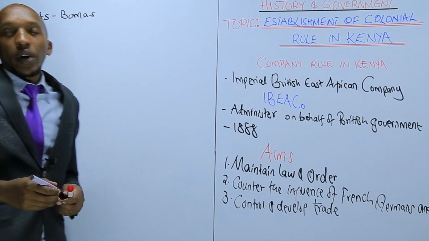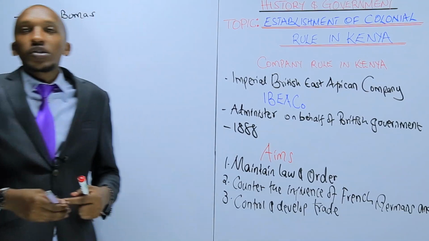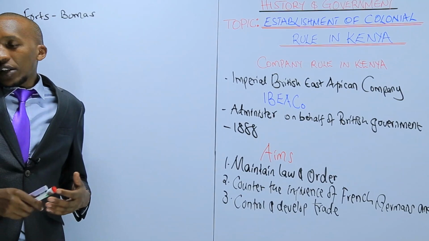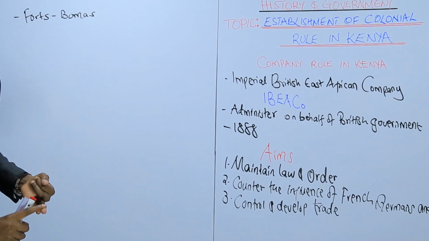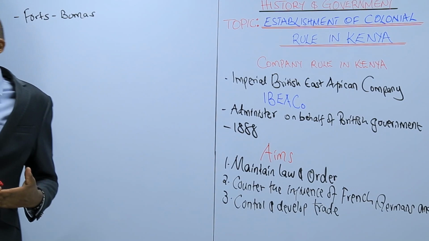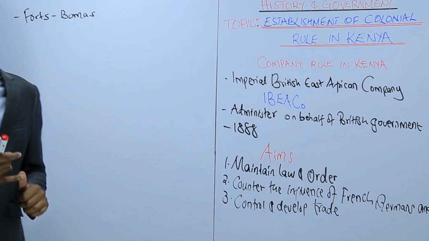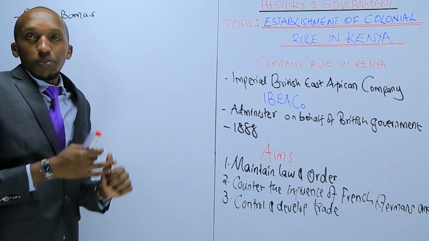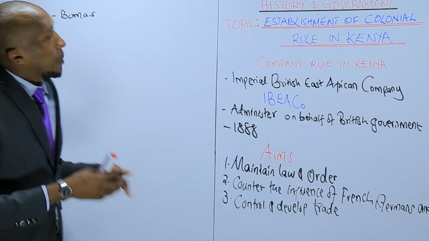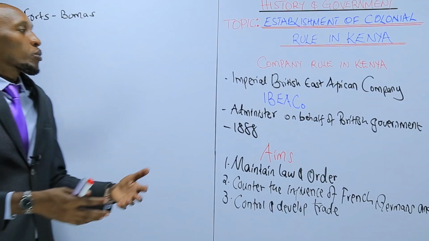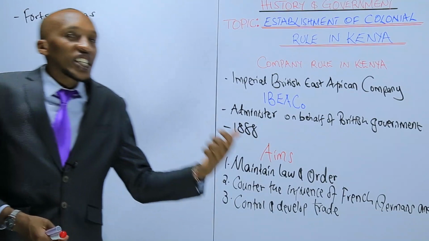They were at different areas where they could store trade commodities and where they could live. These forts included one at Kismayu, another at Malindi, another at Vanga, another at Witu, another at Machakos, another at Fort Smith, and lastly, a fort in Mumias. So these are administrative centers that were created by the Imperial British East African Company. These ensured that they could easily manage and control the territory.